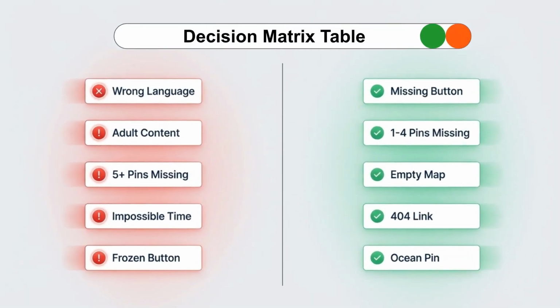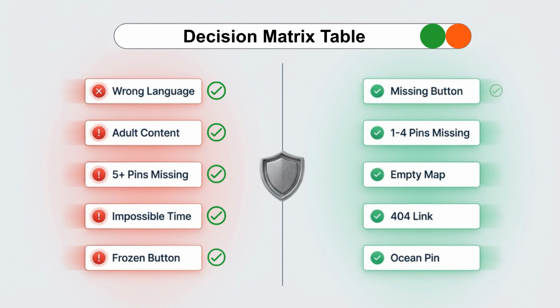Let's look at this decision matrix one more time. You now have the full technical shield. You know exactly when to hit the release button and walk away: wrong language, adult or illegal content, 5 or more missing pins, or impossible ERT time. And you also know when to continue with evaluation, like broken links, missing buttons and empty maps. You aren't guessing anymore, you are executing a professional step-by-step process. You've just avoided the quality flags that get most people banned.